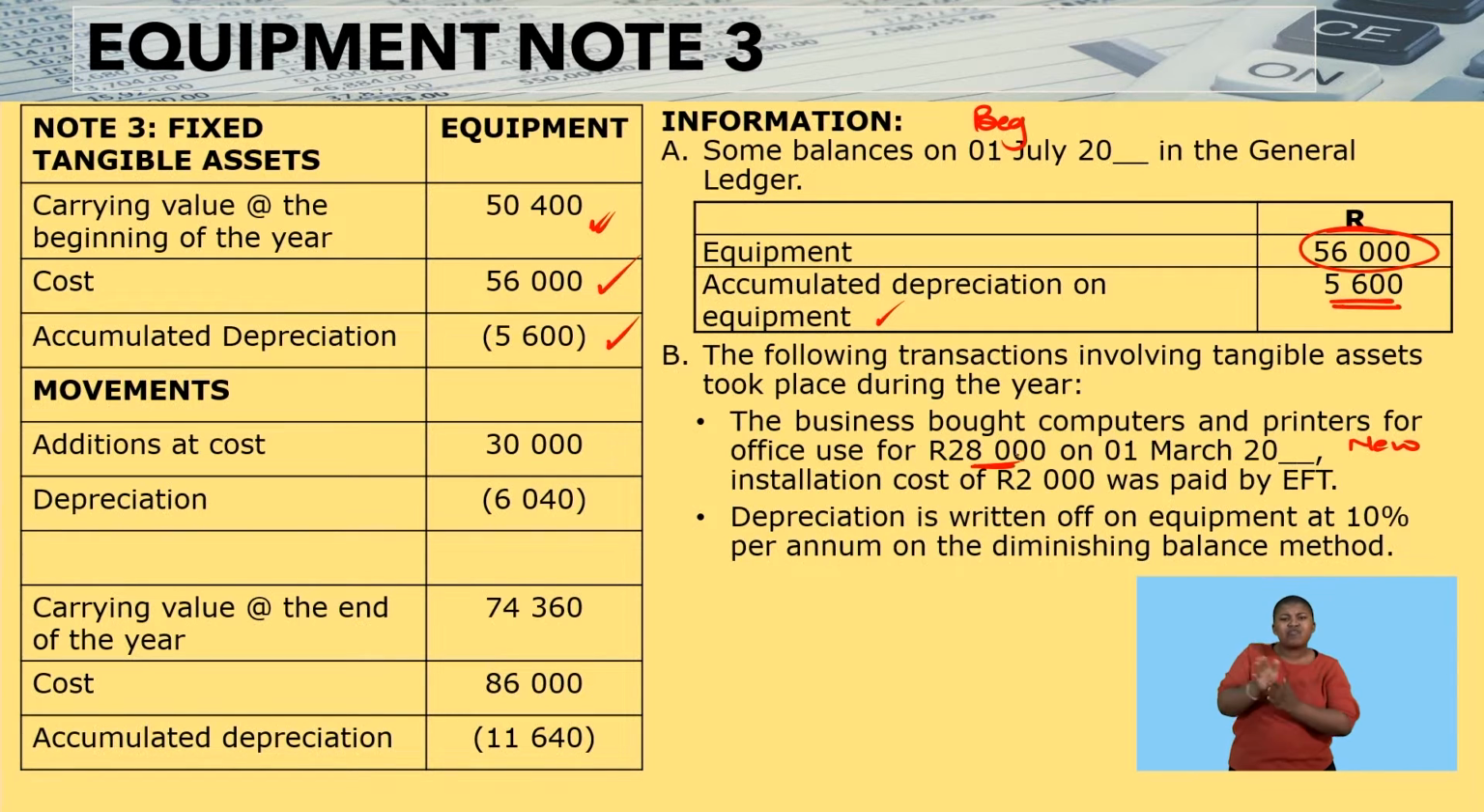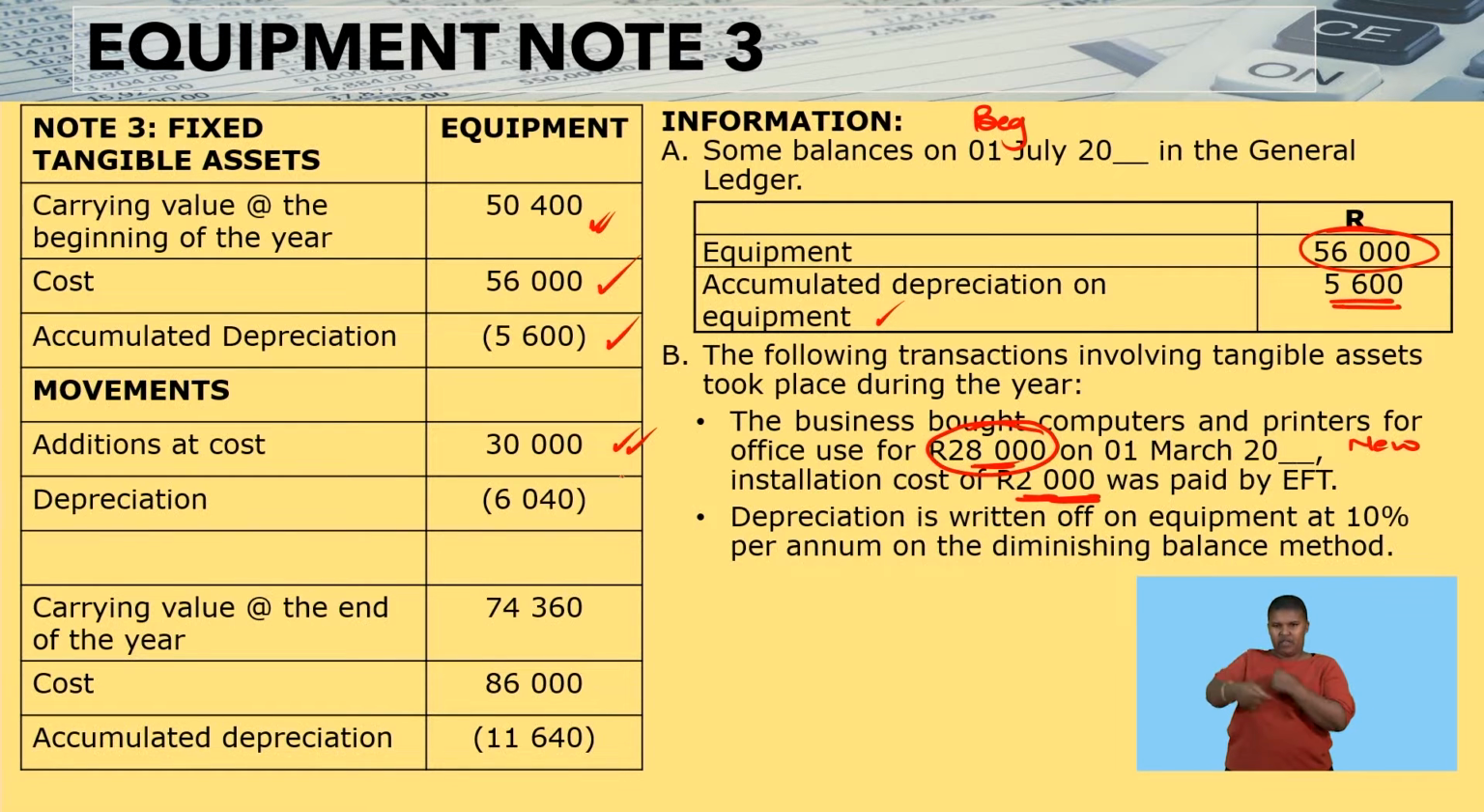When we come to the additions then, you have to remember that the business bought computers and printers for the office, 28,000. But we paid 2,000 for their installation. So when we come to our additions, it becomes 30,000 then. How do we get 30? It is the 28,000 that we have paid, plus the 2,000 for the installation. That is how we get this 30,000.